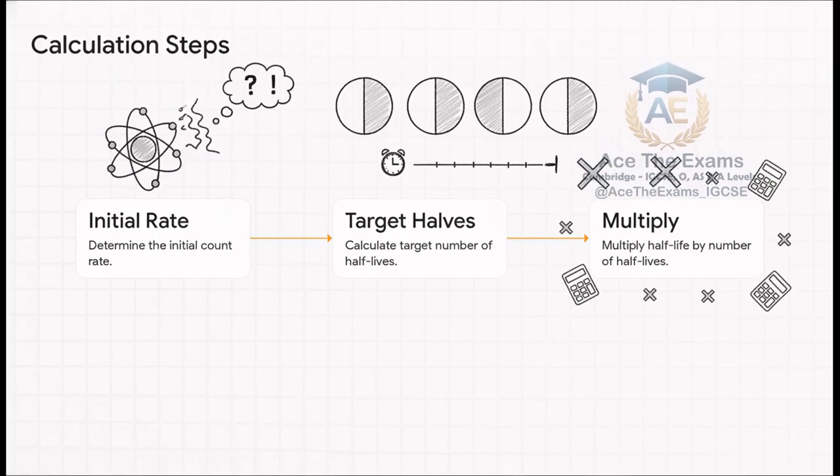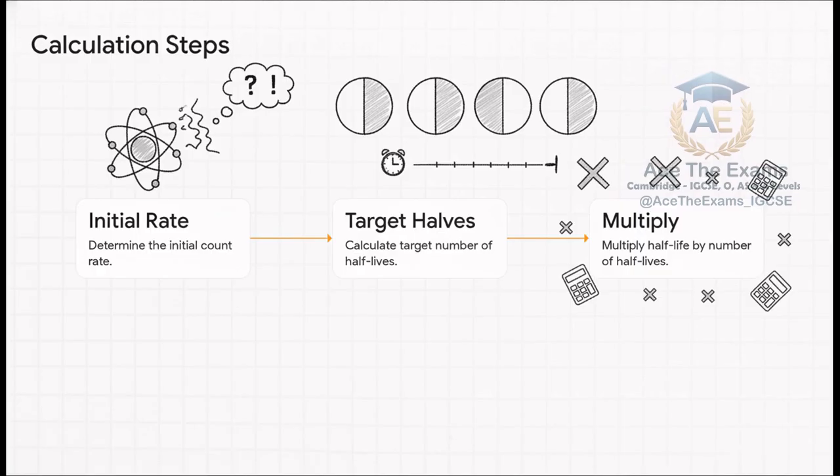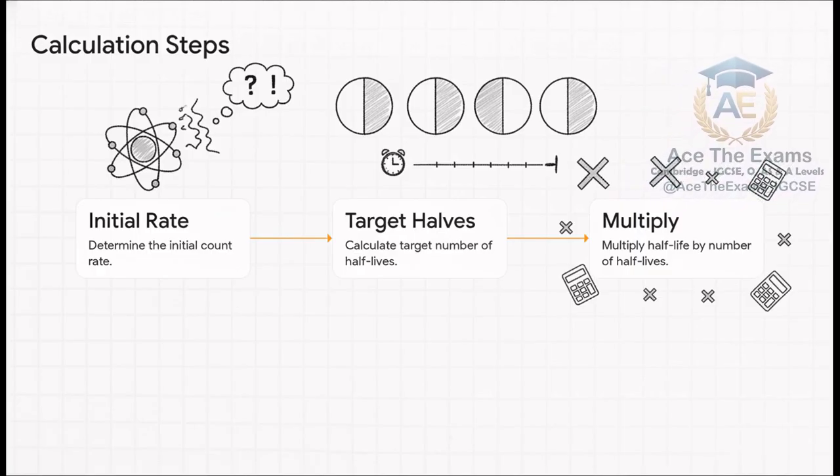Step 1. Draw a simple table. 0 half-lives equals 480. 1 half-life halves it to 240. 2 half-lives takes it down to 120. 3 half-lives to 60, and 4 half-lives gets us to 30.